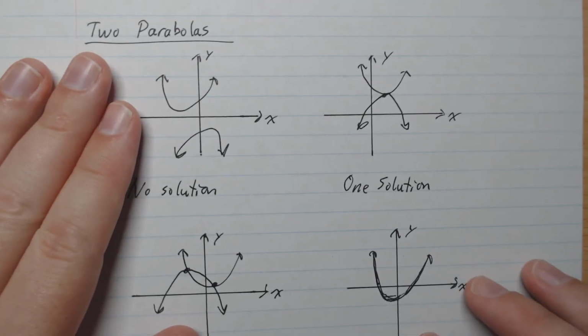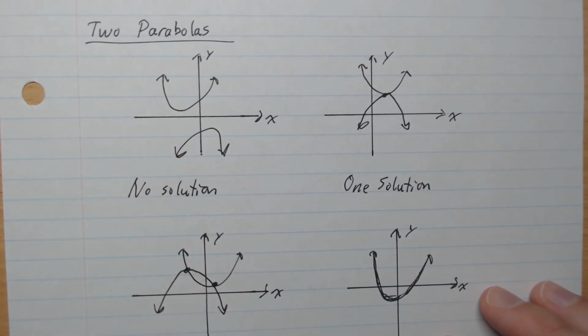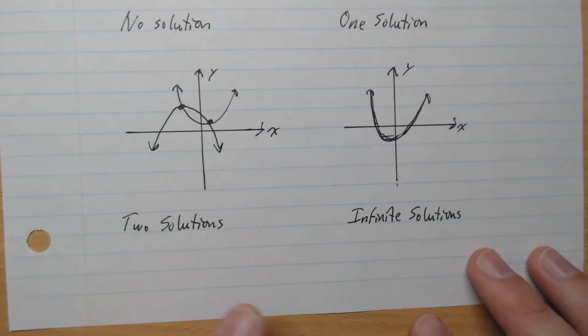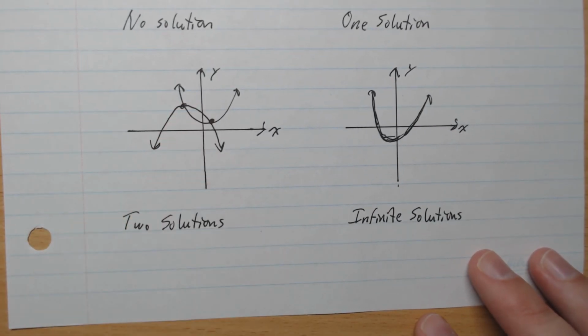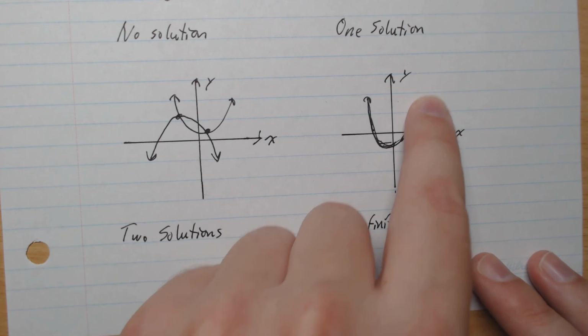Okay, and next we have two parabolas. Here we have no solution, one solution, two solutions, and infinitely many solutions if they're the same functions.